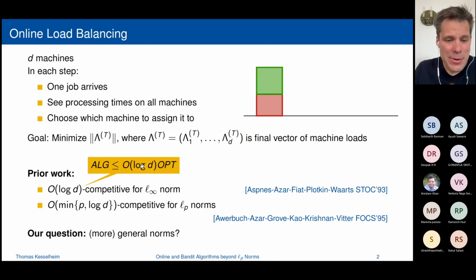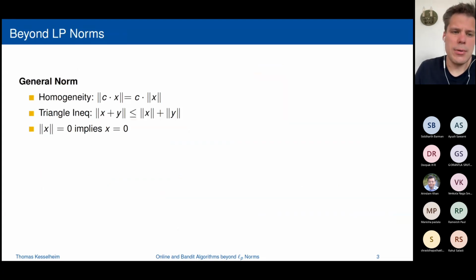Cool. So this is our problem. And what we are now interested in is what about more general norms beyond the L infinity norm or a slight generalization to Lp norms. So what would that mean? Well, what is a general norm? I hope you recall. By the way, because I'm only worried about non-negative vectors here, I'm leaving out the absolute value. A general norm would mean this function is homogeneous, fulfills the triangle inequality, and is 0 exactly for the 0 vector.